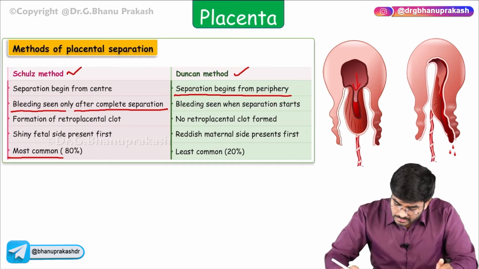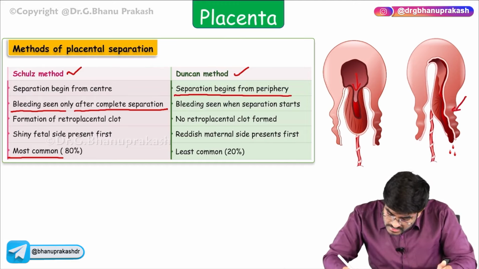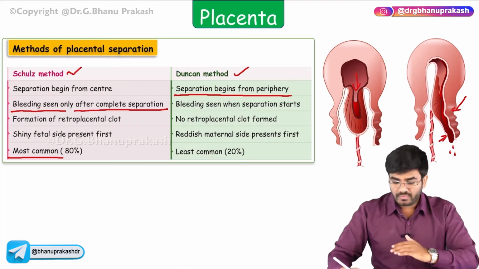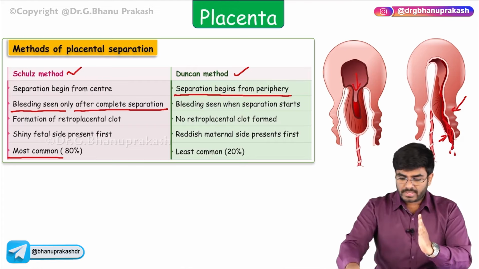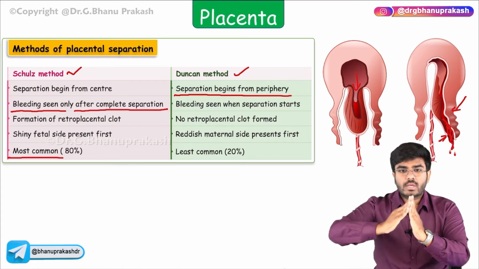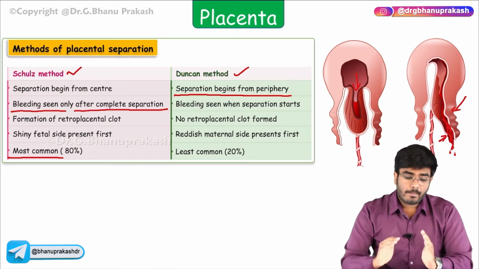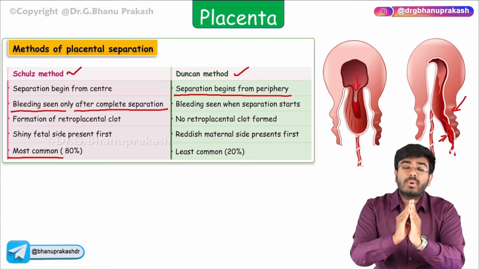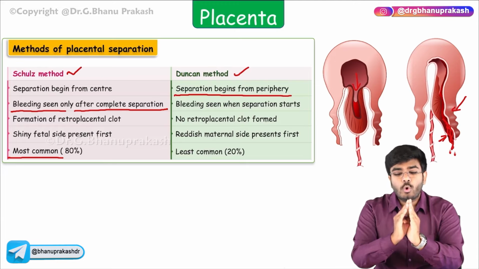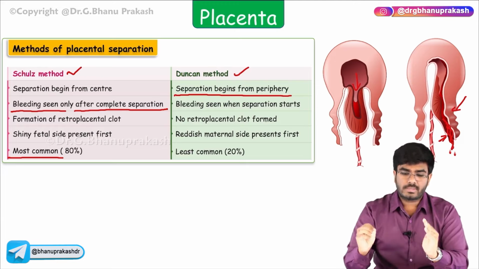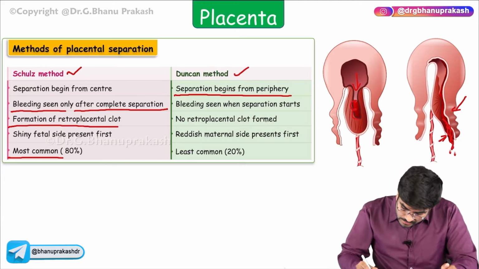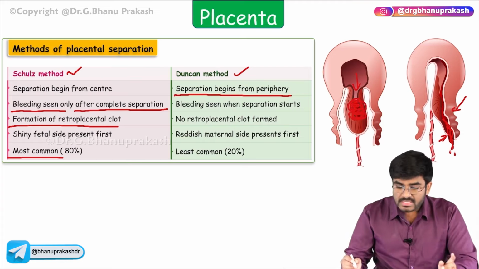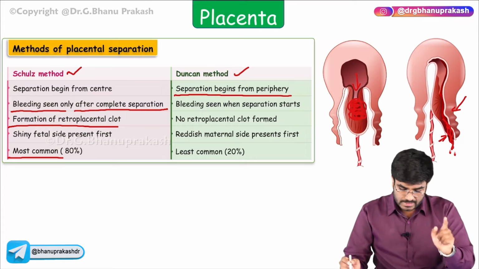But with Duncan's method, please concentrate, the separation is happening from one side of the periphery. So, you can see bleeding from the moment placenta got separated. But in Schultze's method, bleeding is happening, but that is seen only after a complete separation. Now, there is formation of a retroplacental clot. All the blood will accumulate here and it's going to form a retroplacental clot. But there is no such thing as retroplacental clot in Duncan's method.